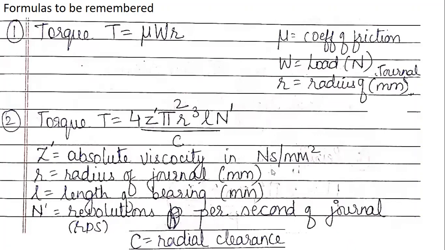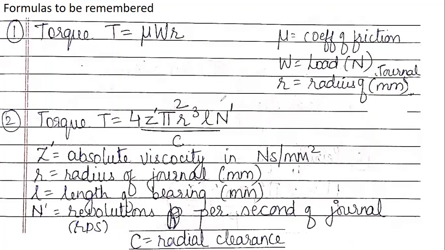Now we are going to go to the 4 or 5 main formulas that you should keep in mind when you do the calculation of numericals. So the first formula is very easy. We have already derived it in Petrov's equation. T is equal to mu WR. Torque is equal to mu, that is coefficient of friction, W, that is the radial load in Newton, and R, that is the radius of the journal. So the first formula you should remember, T is equal to mu WR.